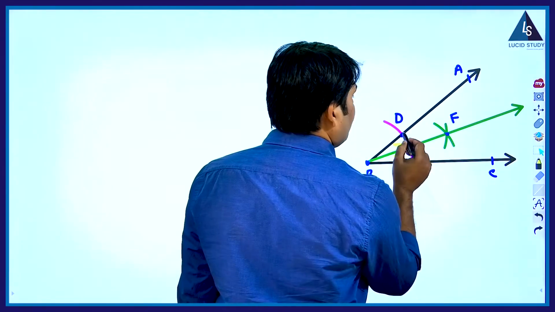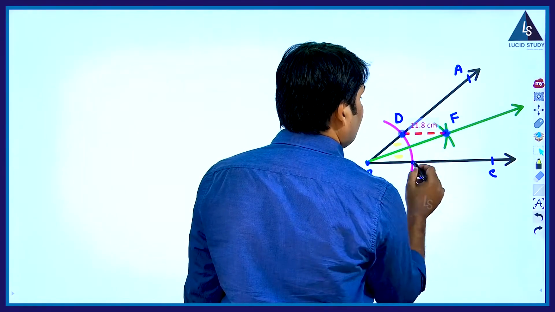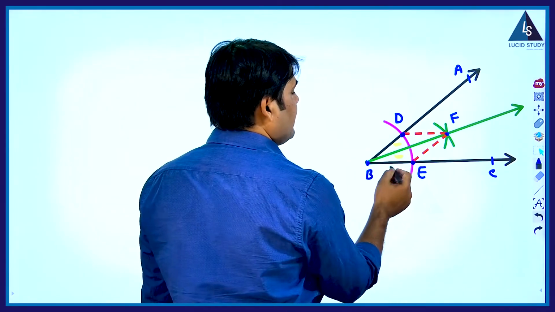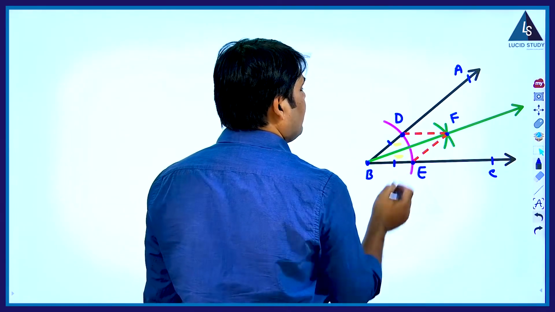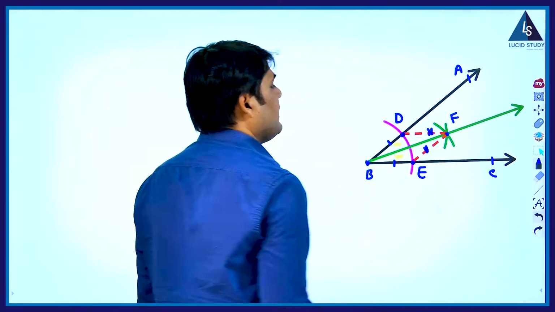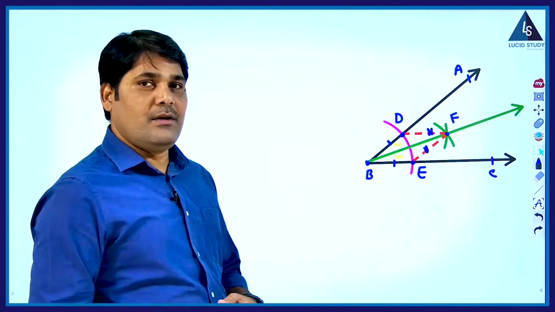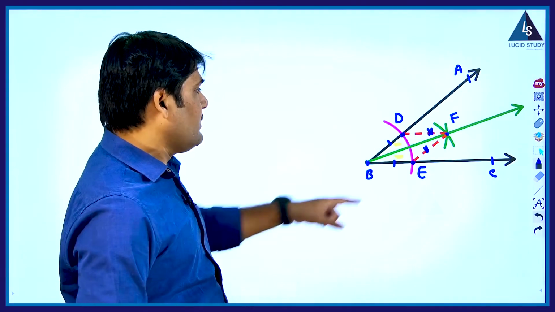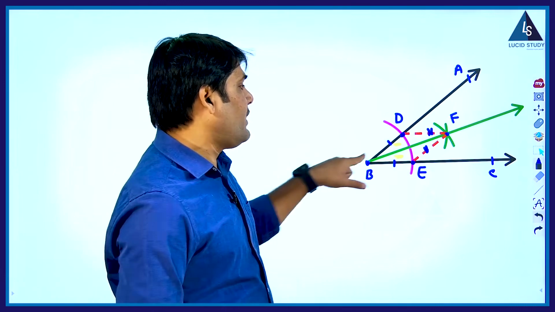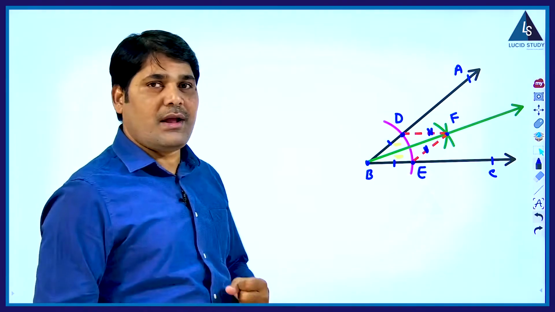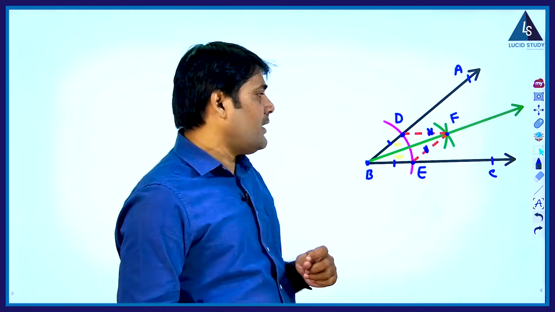To show this, I will join DF and I will join EF. Now see, BD is equal to DE. We know that these two are equal, and DF is equal to EF. This also we know. Now from that figure we have two triangles, right? This BDF triangle and BEF triangle. I will take those two triangles and prove both of them are congruent.